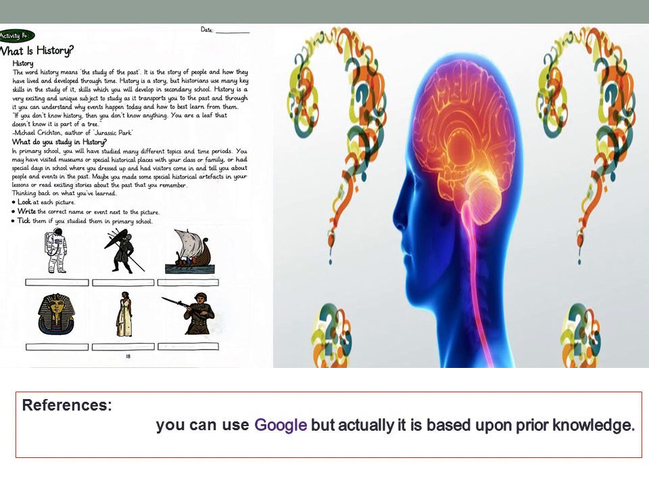Activity number 14 is about history. Here is some introduction of history. You just have to look at these pictures and write the correct name or event next to the picture. If you studied them in primary school, then you have to tick them. If you have any difficulty, you can also take help from Google, but it is based upon your prior knowledge.